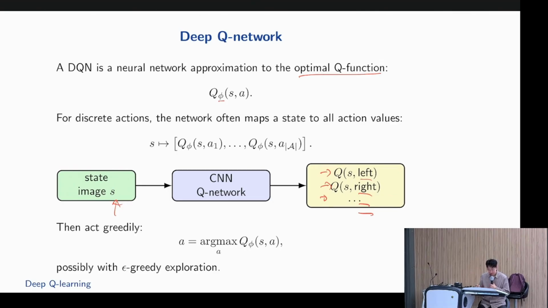Then, once you finish training, you act greedily. You insert an image or some state, and you get the Q values for all actions. You simply take the one with the highest estimated Q value. And possibly you can also use epsilon-greedy.